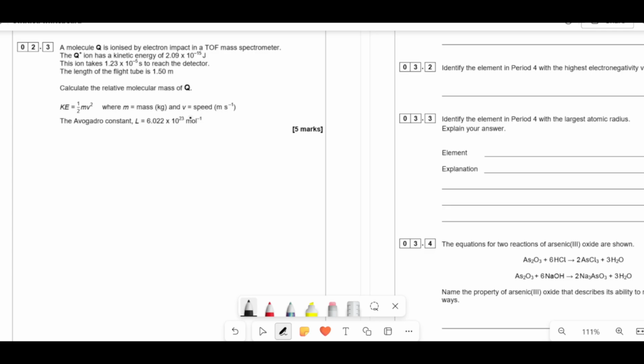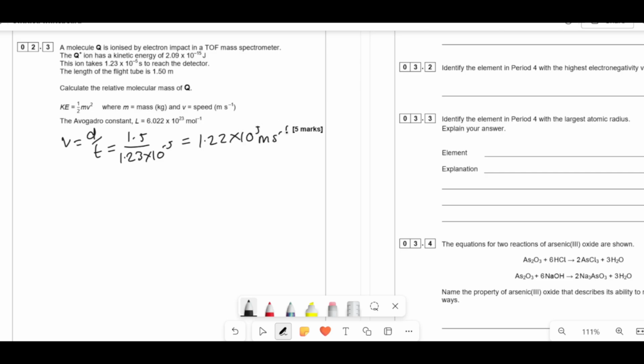So the amount of people that just fumble this without even thinking is just really, really weird. Look at what the question told you, and use a bit of thinking, please. Routines never work. So number one, look at what you've been given. They've given you the time, they've given you the distance. So velocity equals distance over time, which in this case is going to be 1.5 meters divided by the time in seconds, 1.23 times 10 to the minus 5, which is going to equal 1.22 times 10 to the 5 meters per second.